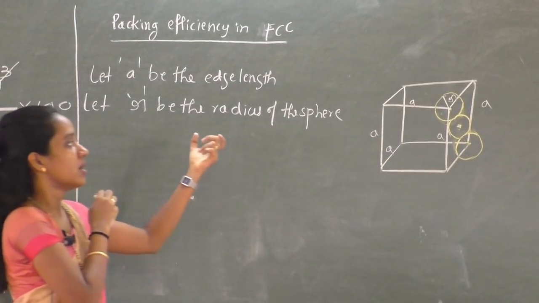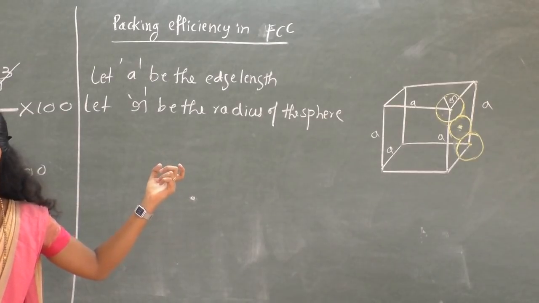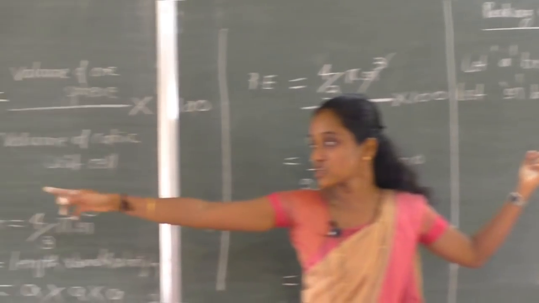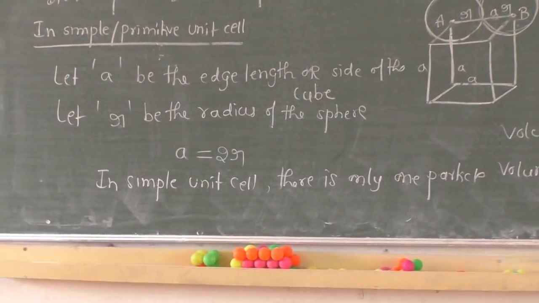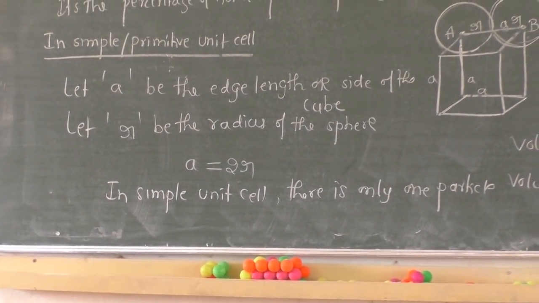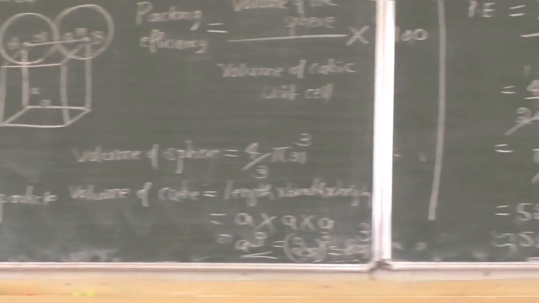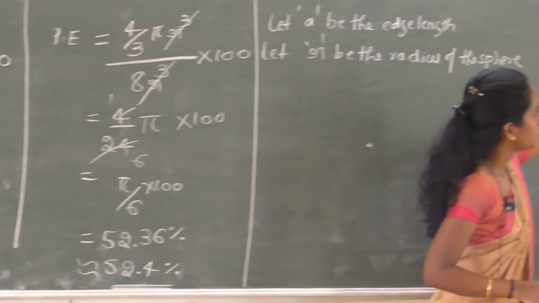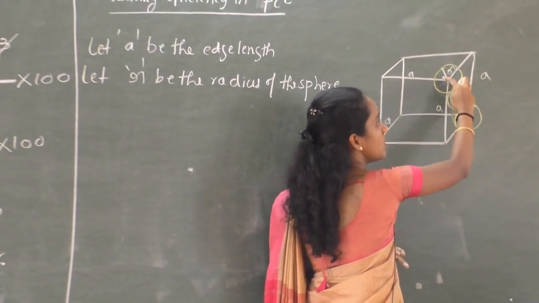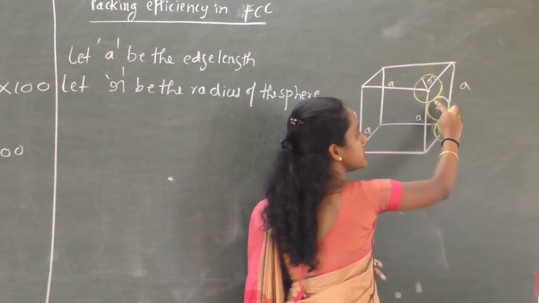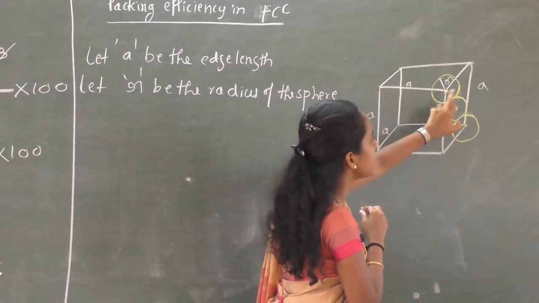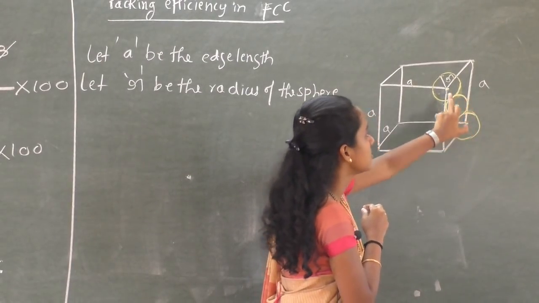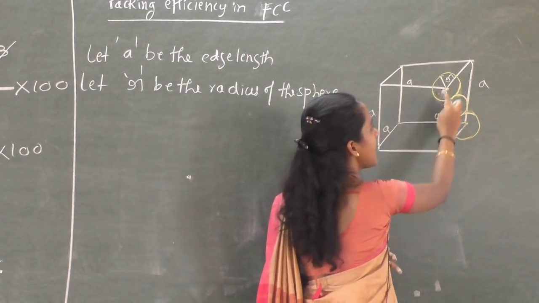Now, in the previous derivation, we have written that the relationship between edge length A and R is A equal to 2 times R. Can we write like this here? No, because there is no edge only here, right? So now we need to obtain the relation between A and R.